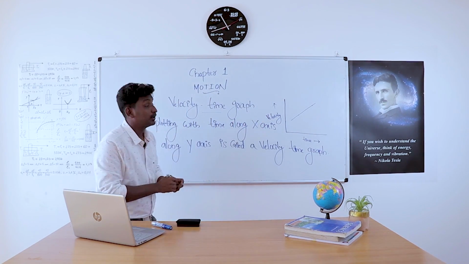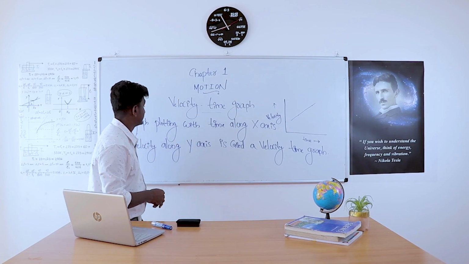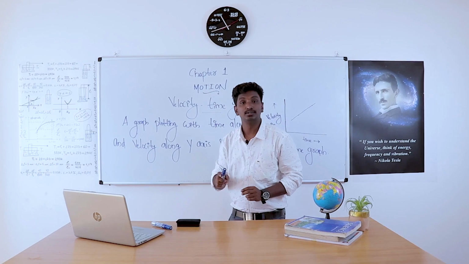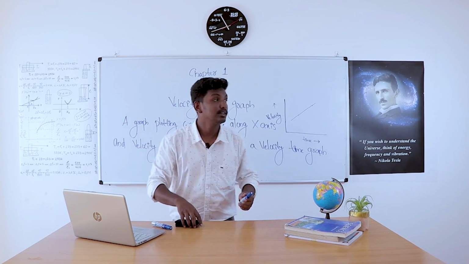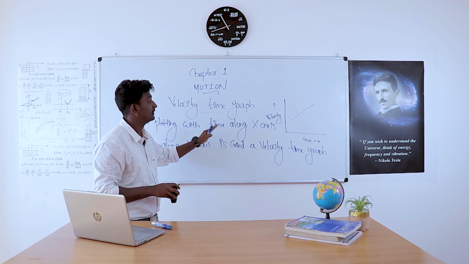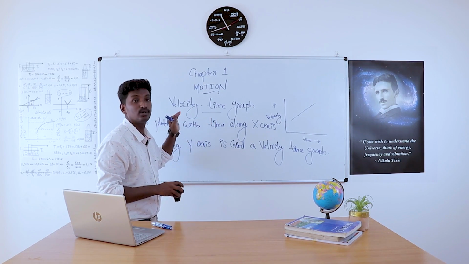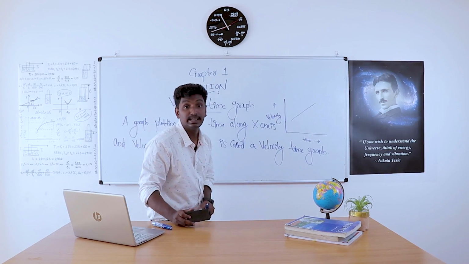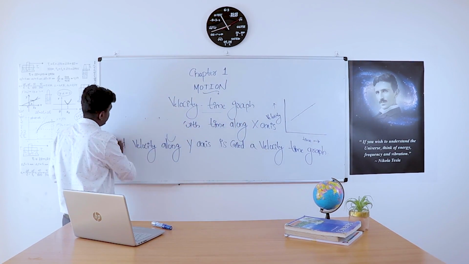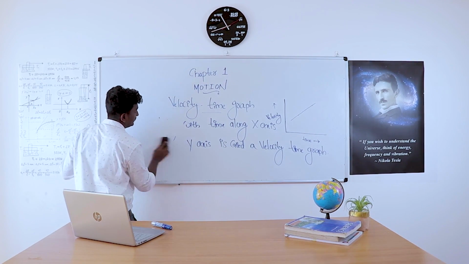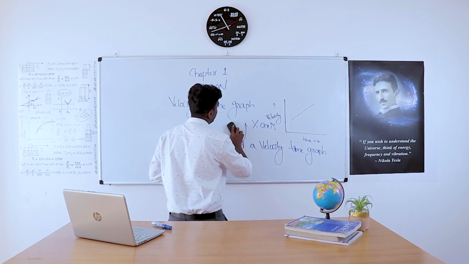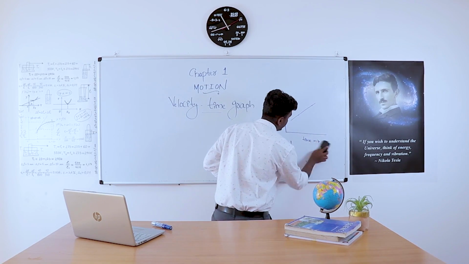A graph plotting with time along x-axis and velocity along y-axis is called a velocity time graph. Similar to what we have done in position time graph, here also we have to find the nature of velocity time graph. Moving to the nature, how we draw different types of velocity time graph according to the nature of the motion of an object.